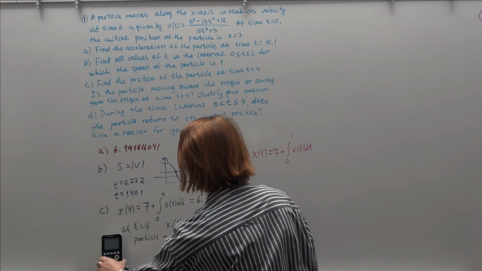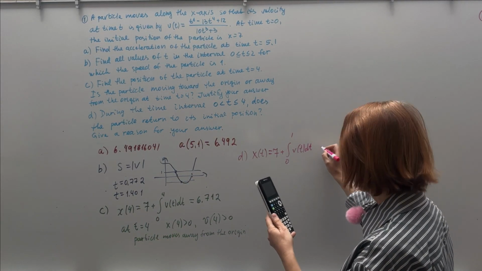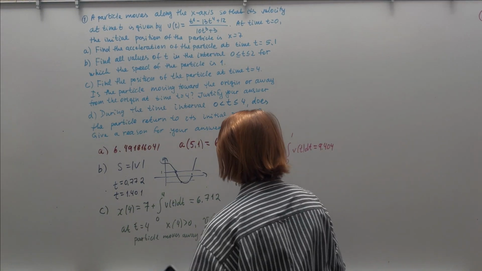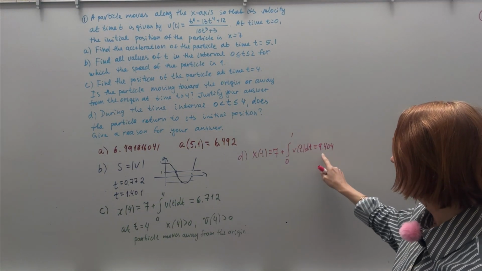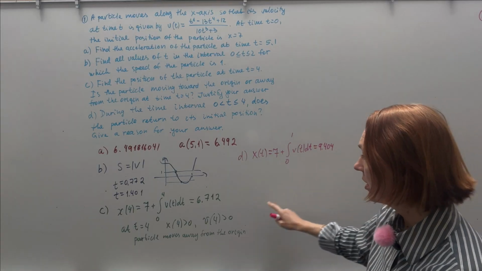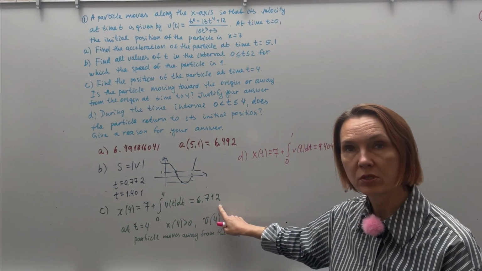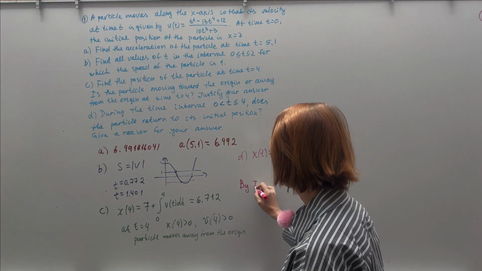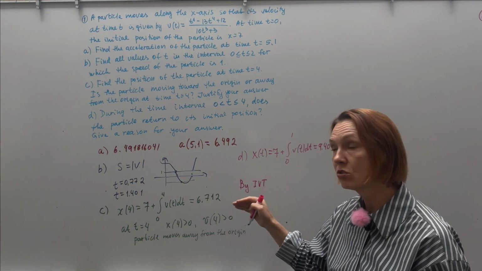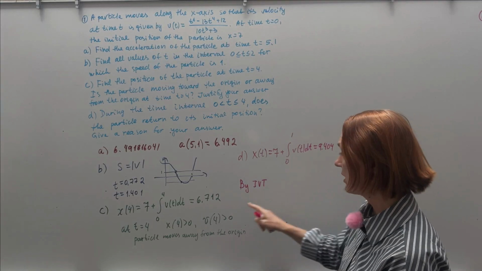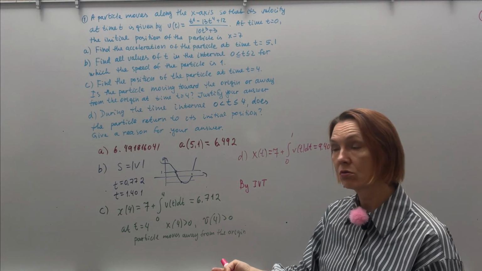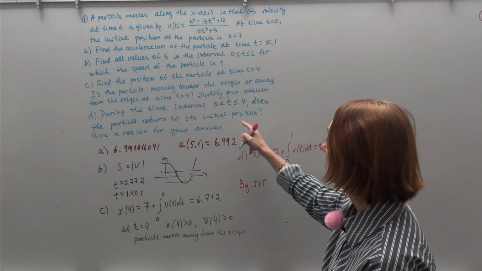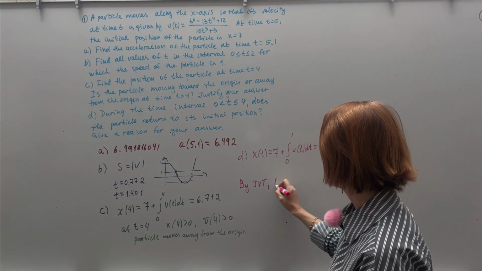Same thing, I do it on the calculator, and I get 9.404. Now I can see that at time 1, the particle was at 9.404. At time 4, the particle was at 6.712. So that tells me that by the intermediate value theorem, the particle has to go through 7, right? It goes from 9 to 6. So the particle has to go through 7 between times 1 and 4. So by the intermediate value theorem, the particle will return to its initial position.